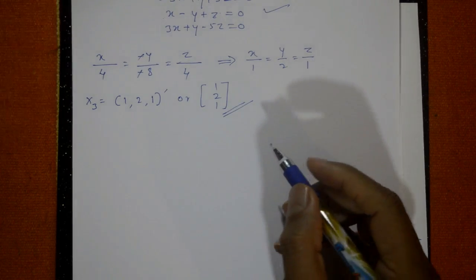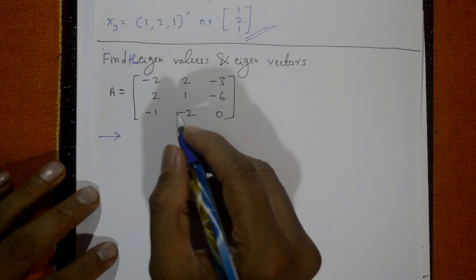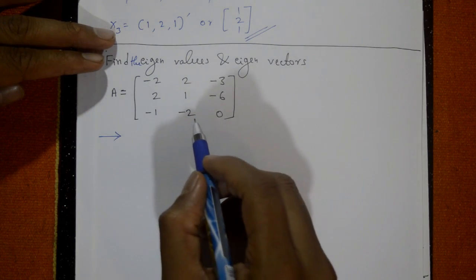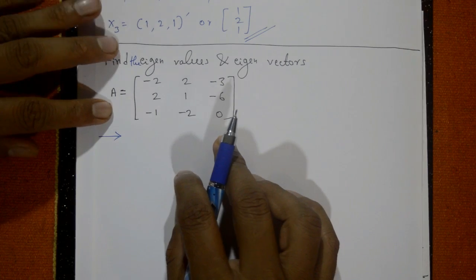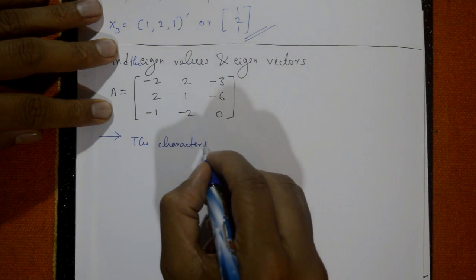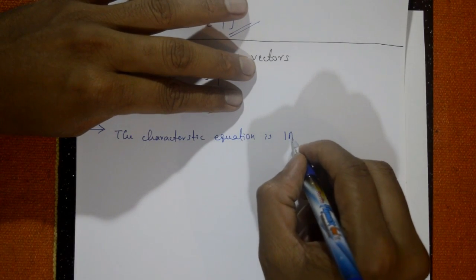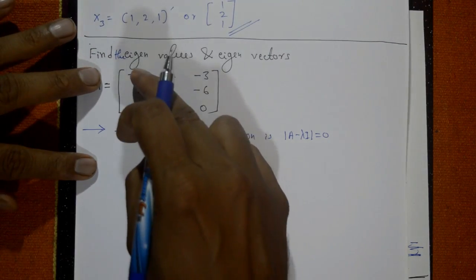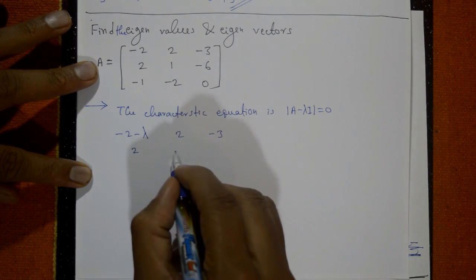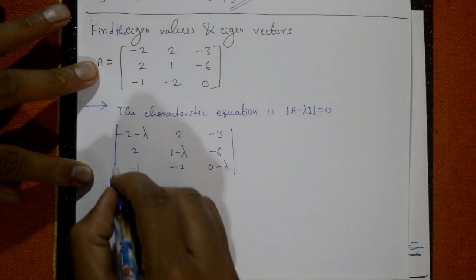This is the required solution. Find the eigenvalues and eigenvectors. The square matrix given is 3 cross 3: minus 2, 2, minus 3, 2, 1, minus 6, minus 1, minus 2, 0. First you find the eigenvalues, then after that the eigenvectors. Now the characteristic equation is determinant of A minus lambda I equal to 0. Take minus lambda diagonally: minus 2 minus lambda, 2, minus 3, 2, 1 minus lambda, minus 6, minus 1, minus 2, 0 minus lambda. This is equal to 0.